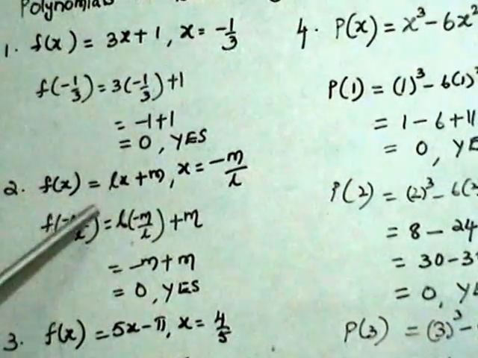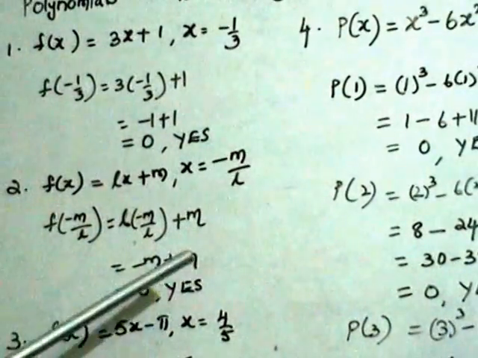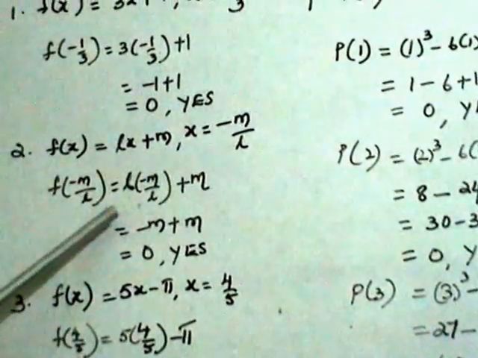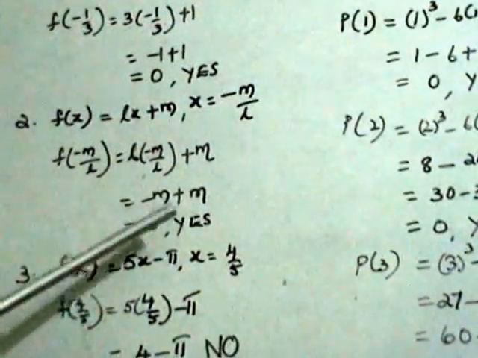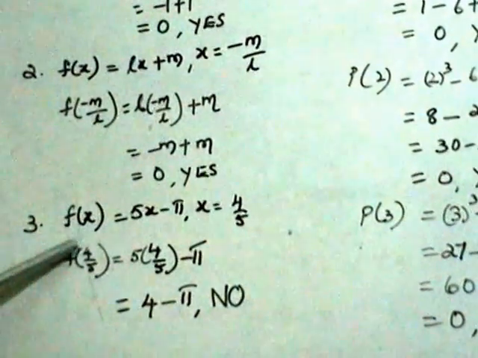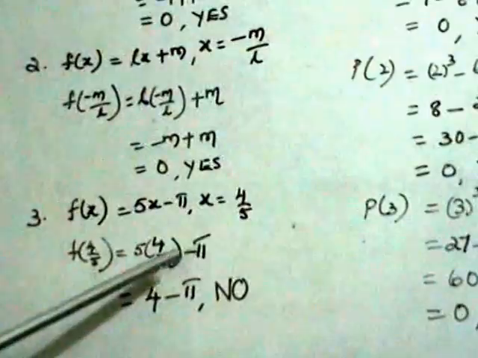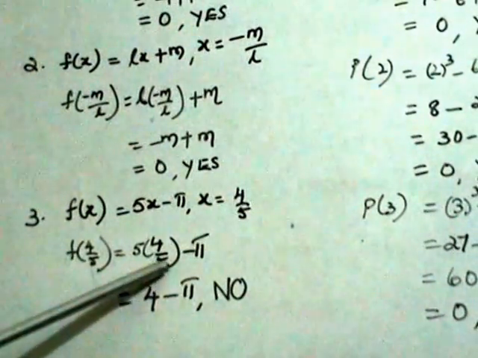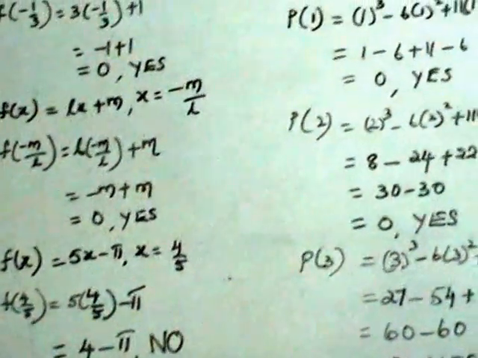Similarly, f of x is equal to Lx plus m, where x is equal to minus m by L. So f of minus m by L is nothing but L into minus m by L plus m, which is minus m plus m, which is 0. This is also a 0 of the polynomial. Similarly, f of x is equal to 5x minus pi, where x is equal to 4 by 5. F of 4 by 5 is equal to, replacing x with 4 by 5, we get 4 minus pi, which is not a 0 of the polynomial.